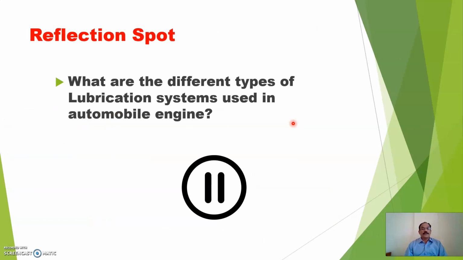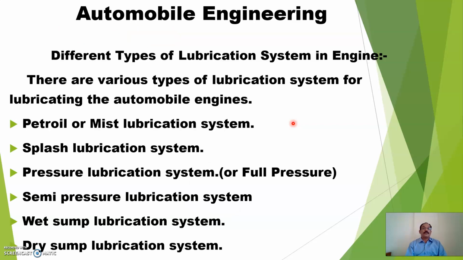Now you must have a question in your mind: what are the different types of lubrication system used in the automobile? The different systems used in the automobile are of 6 types. First is the petrol or mist lubrication system. Second is the splash lubrication system. Third is the pressure lubrication system, sometimes also called the full pressure lubrication system.